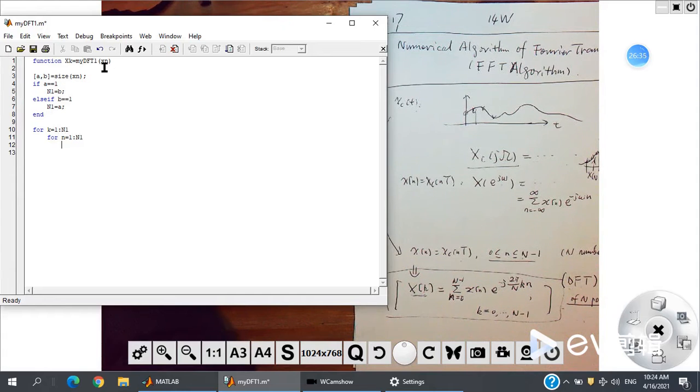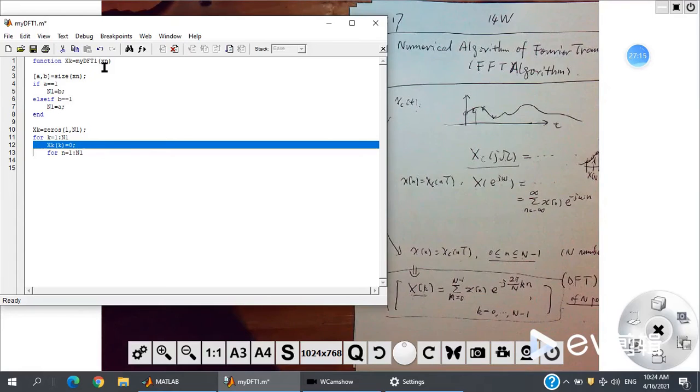Okay. Next one. Then I need to calculate the capital XK. XK of k equal to 0. I started from 0. Maybe I need to give the size of x firstly. XK equal to zeros of 1 and 1. So I start from a vector with all the values being 0. All values are zeros. And now, I don't need these, right? I do not need these.